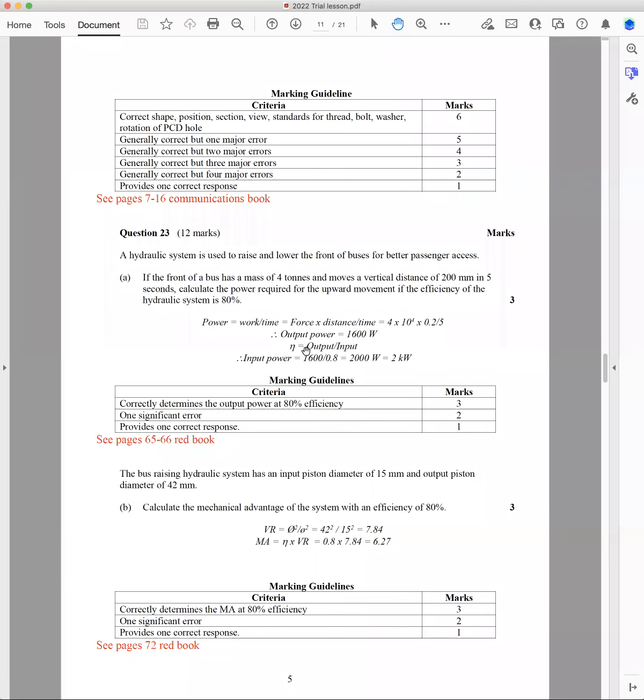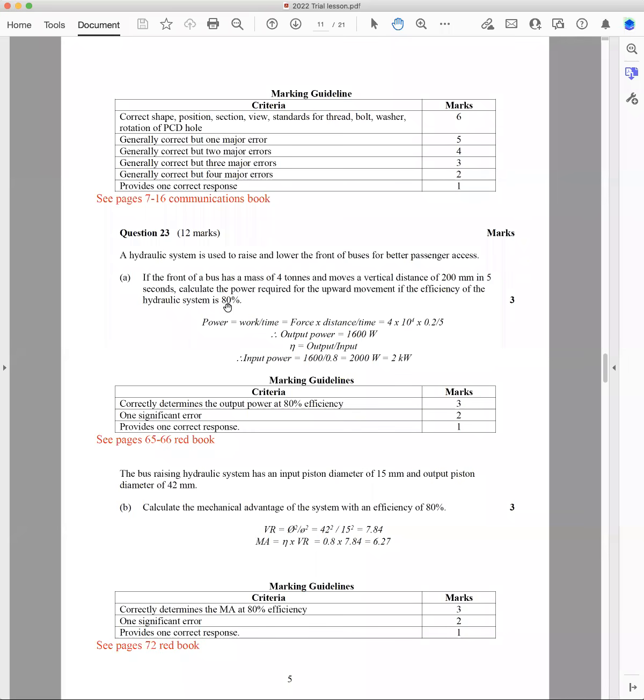Now, efficiency equals output over input. Now, I don't think that's in your formula sheet, but it may be. You can have a look later. The way to remember this is output has got a big O at the front, and the O is a bubble and it floats on top, right? So efficiency equals output over input.